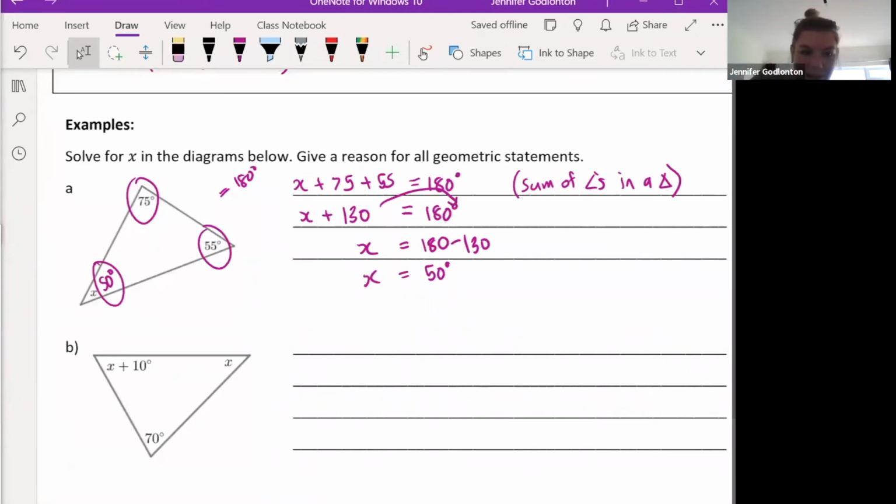Remember to keep all of your lines nicely worked out. So each line, make sure it's there. Make sure you have your equation and your reason.